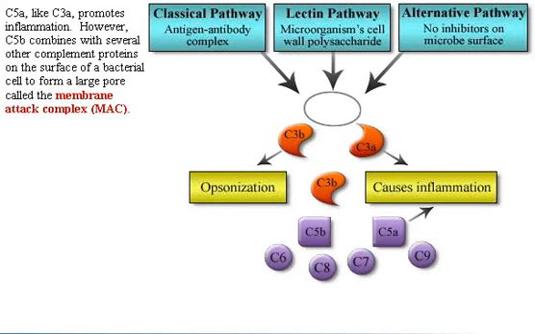C5a, like C3a, promotes inflammation. However, C5b combines with several other complement proteins on the surface of a bacterial cell to form a large pore called the membrane attack complex. Click the C5b to see the formation of a membrane attack complex.